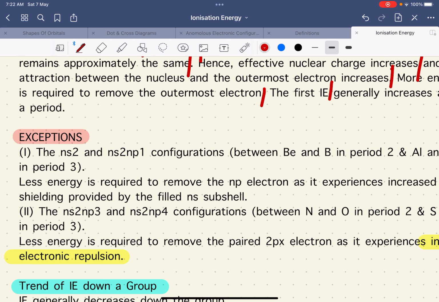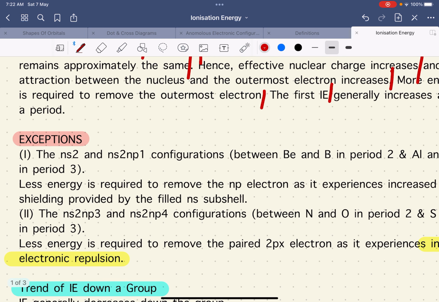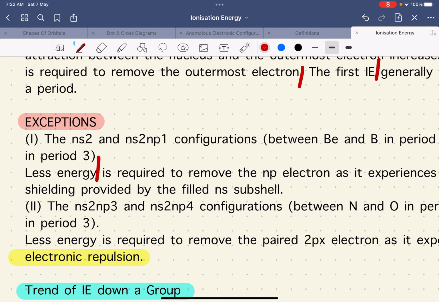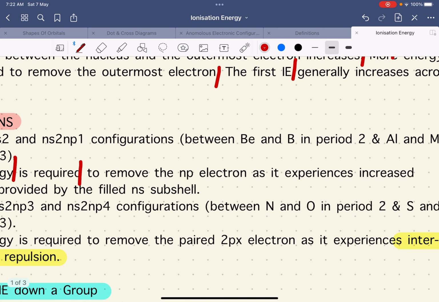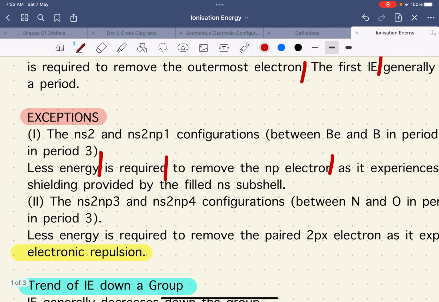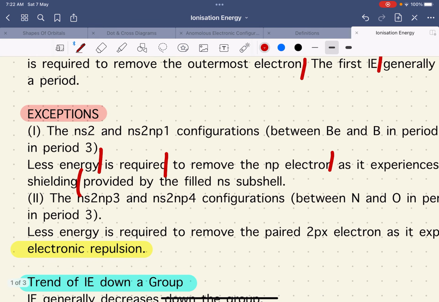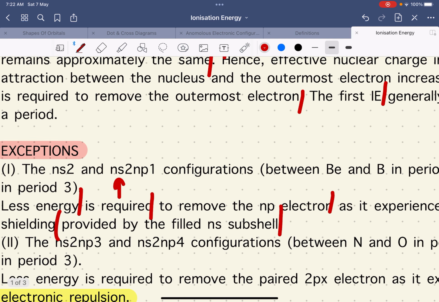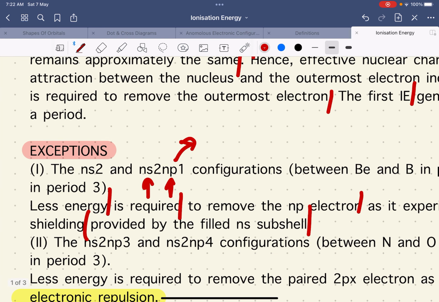Basically, you just write it up. And this one, there will be an extra p1 electron, okay? So actually, less energy is required to remove the np electron as it experiences increased shielding provided by the filled ns subshell. Basically, the subshell here adds to the shielding effect. Remember what I said just now? They add the shielding effect to it. They cancel out, so there is less attractive force. This one can go away more easily, okay? But this one doesn't have that. You need to directly remove the shielding effect, so it doesn't have it, okay?